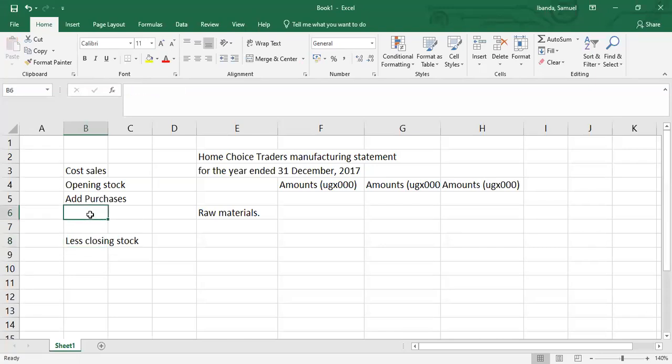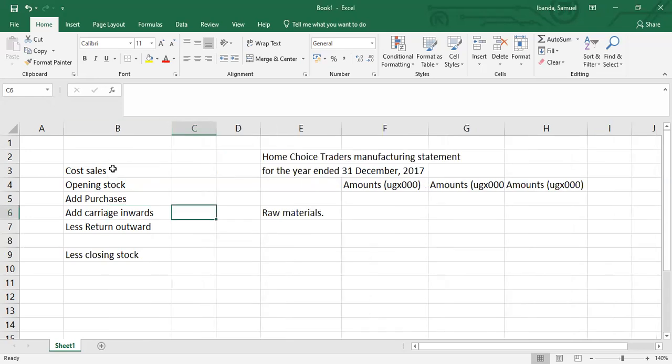Purchases, we know very well, usually have adjustments like add carriage inwards. Apart from carriage inwards, we can also have returns. In case you have purchase returns, which are usually returns outwards, then you adjust them right there. One of the other adjustments we can have, sometimes discounts are brought in here.